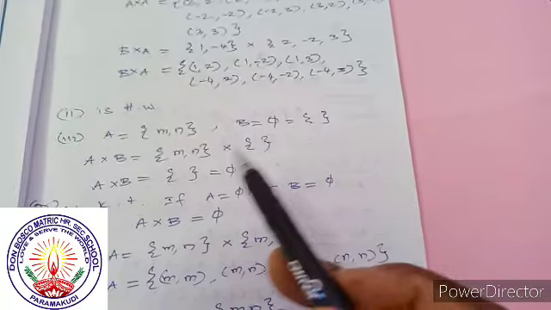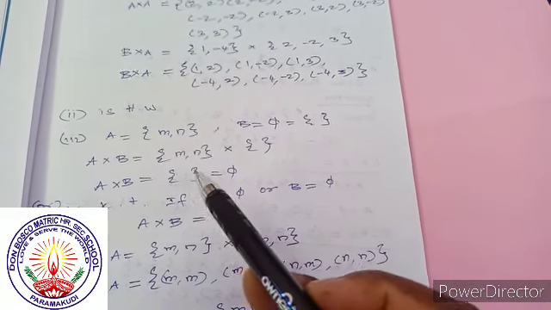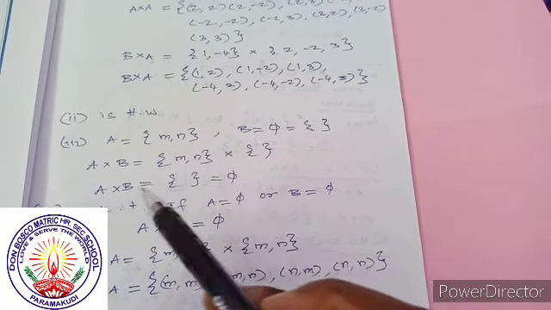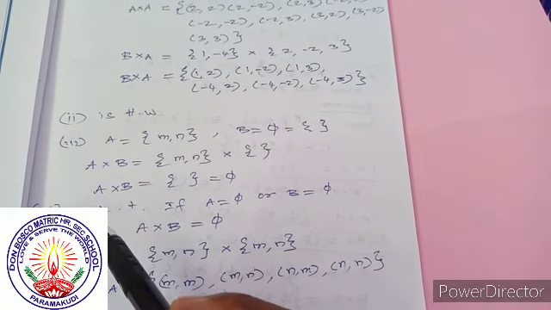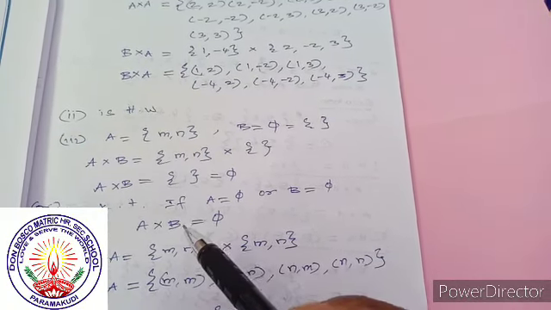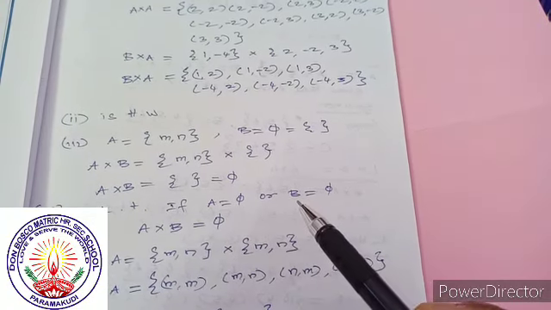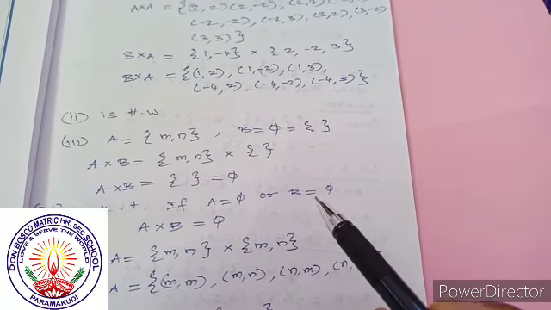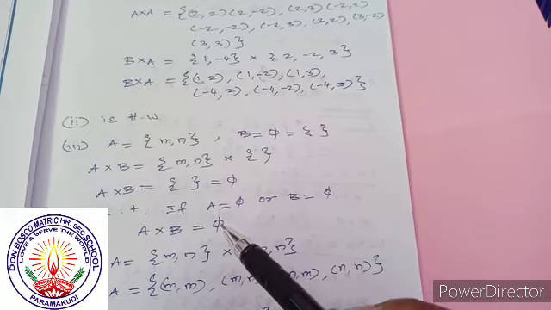So we cannot take any ordered pair. Therefore this Cartesian product will have no element. So it is also equal to the empty set. So this is A cross B. And also we have studied in the last class, A cross B is equal to the empty set if and only if either A is equal to the empty set or B is equal to the empty set. We have studied. So here B is equal to the empty set means automatically A cross B is also equal to the empty set.